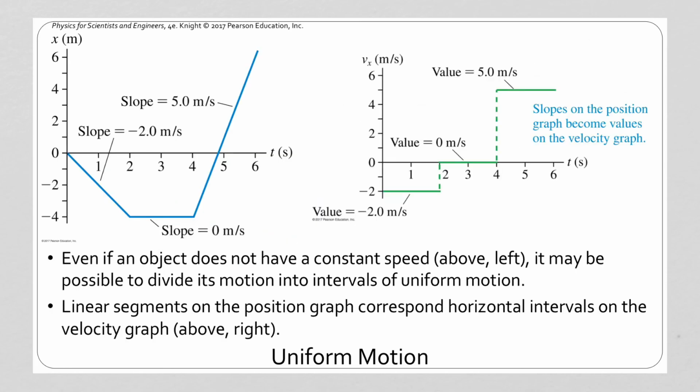Although our understanding of uniform motion is limited to when we have constant velocity, it's possible to take a position graph of a particle that definitely has different slopes and different velocities, and break it up into various intervals. We can say that we have an interval of uniform motion here, where we have a constant slope, another interval of uniform motion, and another interval of uniform motion. Similarly, if we look at the velocity graph, we could break this up into different intervals, and we could treat each interval separately and do our calculations in a piecewise manner.